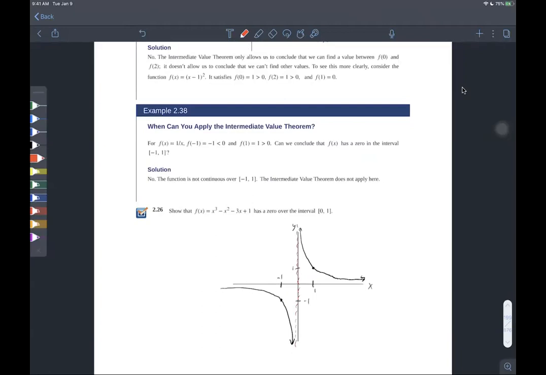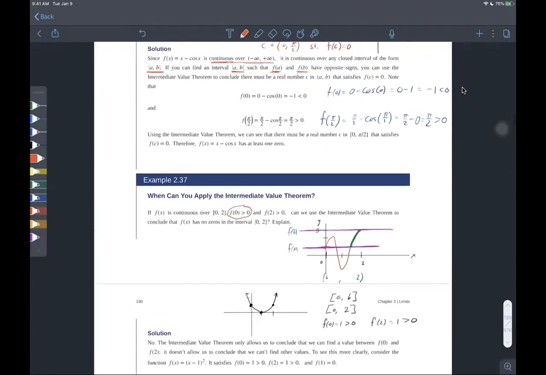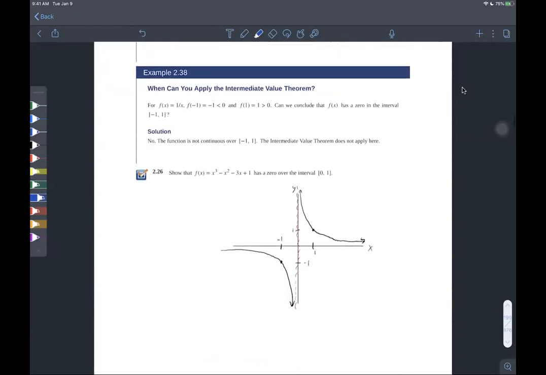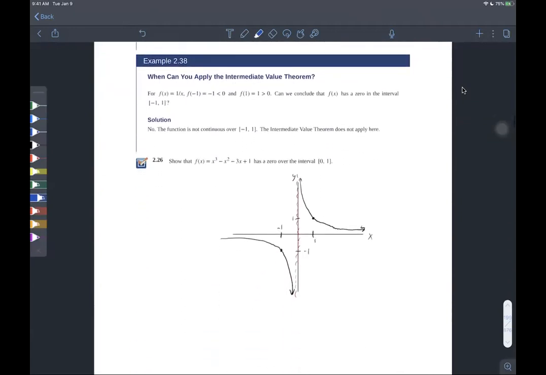So since there is a discontinuity on the interval that you're talking about from -1 to +1, well, then the intermediate value theorem doesn't say anything about this function, because if you look closely at the intermediate value theorem, it says let f be a continuous function over a closed and bounded interval, let's say from -1 to 1. Well, f is not a continuous function on that interval for this problem here. So then the intermediate value theorem doesn't apply. You can't apply it to guarantee. Notice, this function here does not have a 0 on that interval, but that's because there's a discontinuity, right? We can't apply the intermediate value theorem.